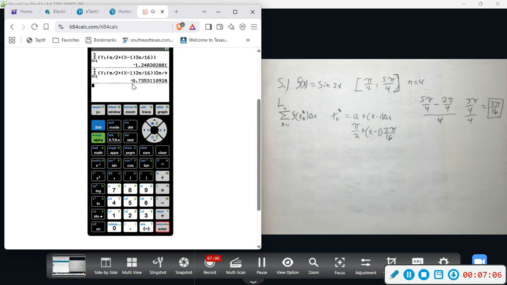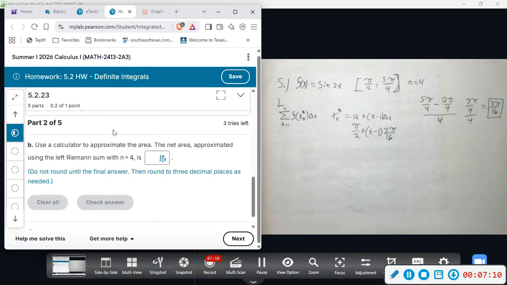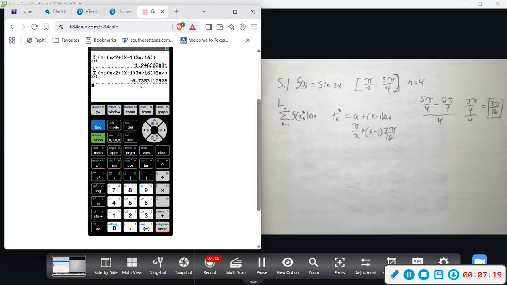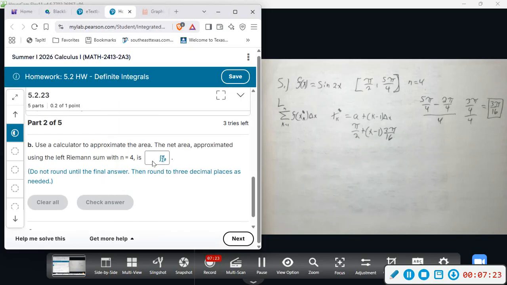Okay, so we get negative 0.735 or 0.74. Round the final answer to 3 decimal places. Okay, so that's negative 0.735.